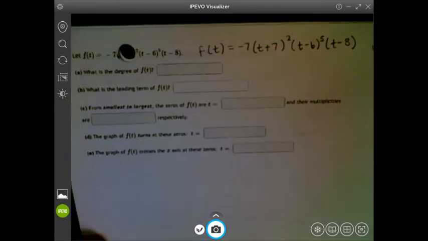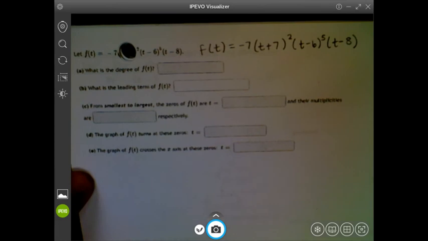And so I suggest that you hit pause and try this one on your own based off of what we did on the last problem. See if you can pick out all of the important pieces of information. And then go ahead and play, and we'll go over it with you.